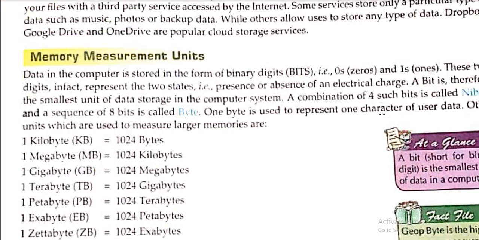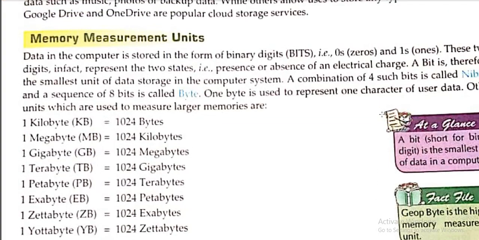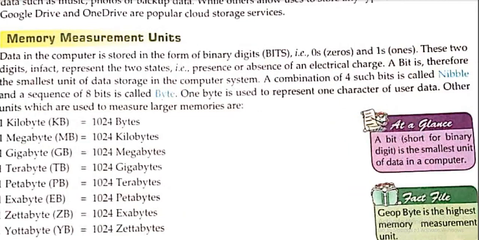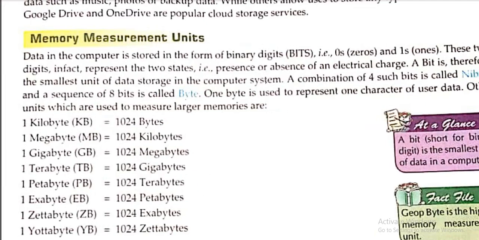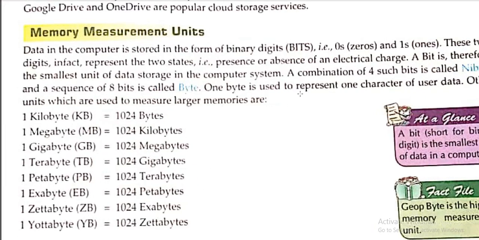Next, memory measurement units. What are memory measurement units? Basically, data in the computer is stored in the form of binary digits, that is 0 and 1. You know this better. These two digits represent two states: presence or absence of electrical charge. A bit is therefore the smallest unit of data stored in the computer. Bits are the smallest unit of data.